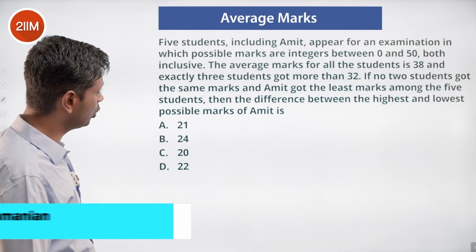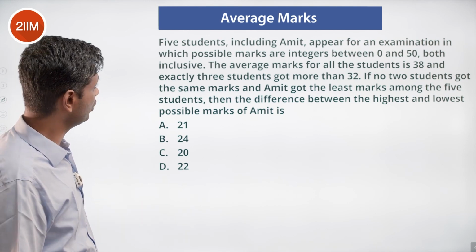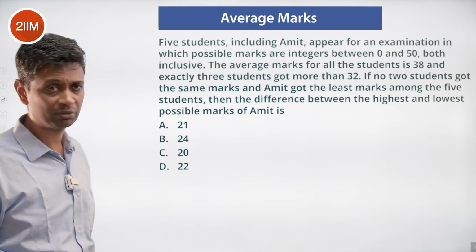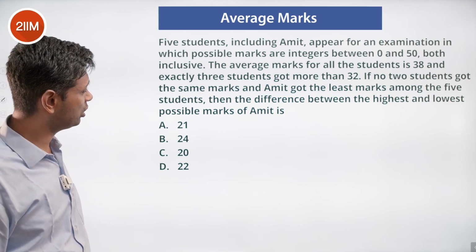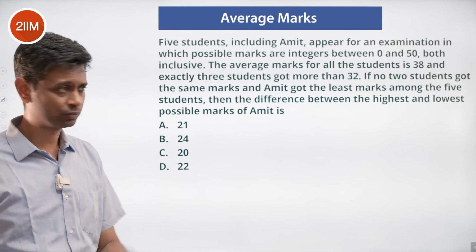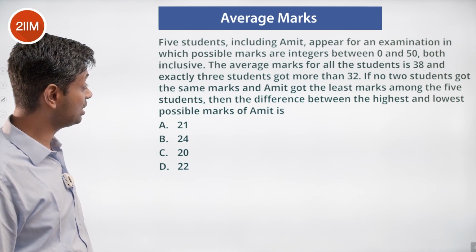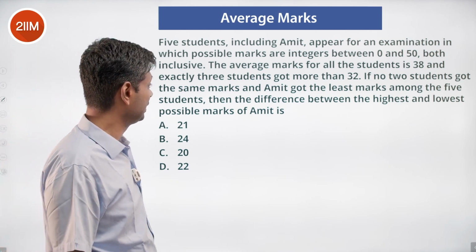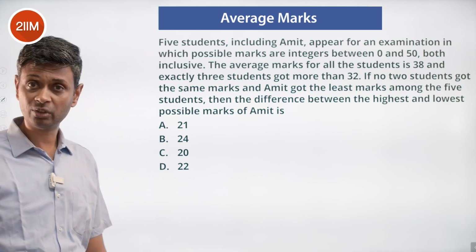Right? 5 students, including Amit, appear for an examination in which possible marks are integers between 0 and 50, both inclusive. The average marks for all the students is 38, and exactly 3 students got more than 32. If no student got the same marks and Amit got the least marks among the 5, then the difference between the highest and lowest possible marks of Amit is?